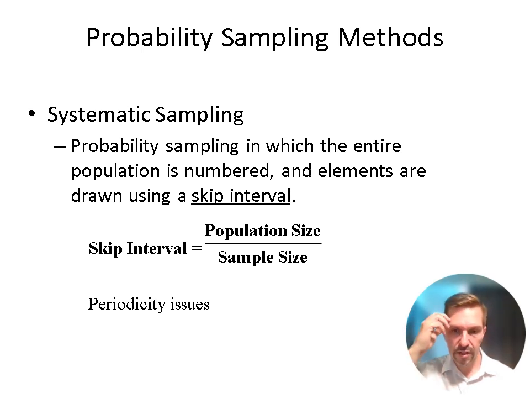And then what you can do is select a skip interval that ensures you come up with a sample size of a certain number. For example, if you're interested in a sample size of 10 units and you have a population of 100, your skip interval will be the population size, 100, divided by the sample size, 10. So that will be 10. So every 10 units, you're going to select a unit.